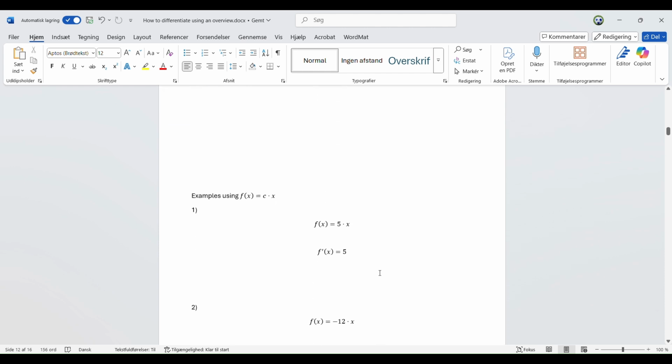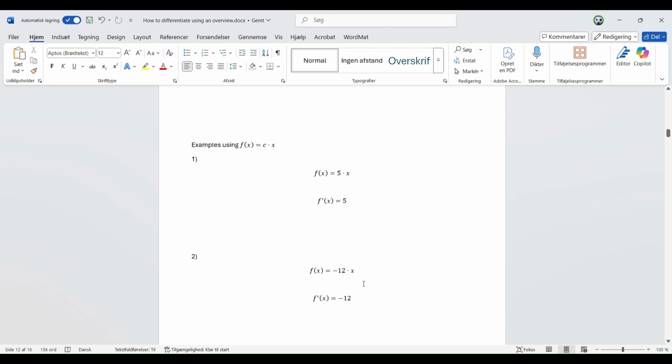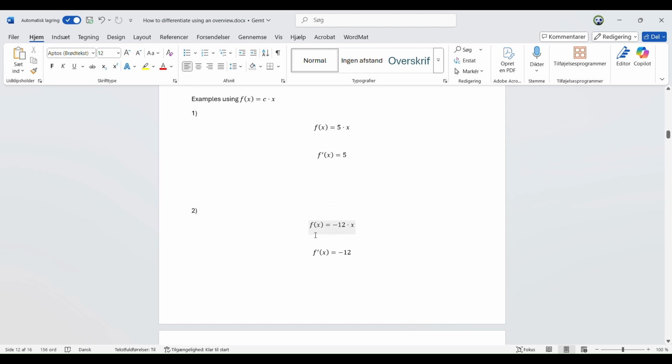Then we've got the next one in line. That's for using a constant times x. Then we just have to look at our constant, our number in front of x. That's our first order derivative. So f of x equals 5 times x. Then we just have a look at the number in front of x, and that's our first order derivative. So f prime of x equals 5. Same down here. If we've got f of x equals minus 12 times x, then f prime of x equals minus 12. Once again, just looking at the number before our x.